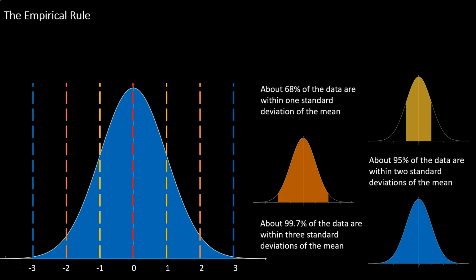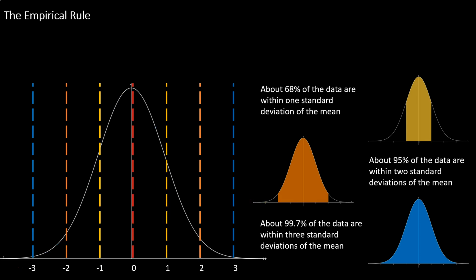Most of our data lives within 3 standard deviations, but there might be an outlier that lives outside. And similar to an outlier in a box plot, we can determine that a data value is an outlier by saying that if it's more than 3 standard deviations away from the mean, that's an unusual value. We can use these ideas to find other areas, not just the center 68%, the center 95%, the center 99.7%.